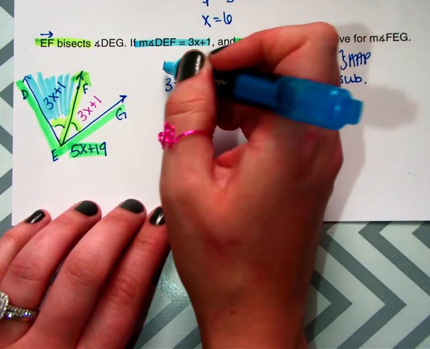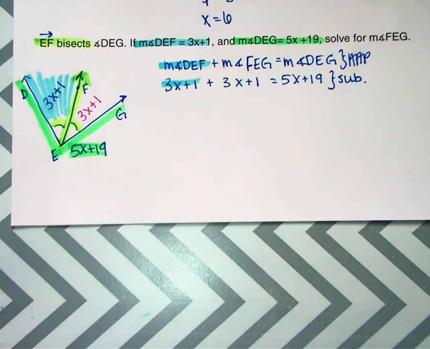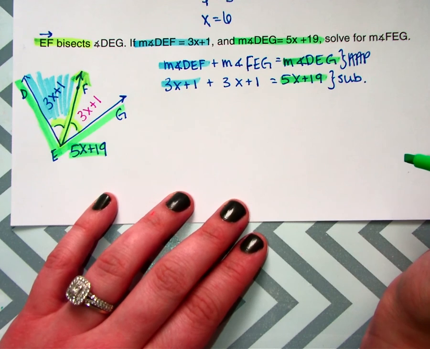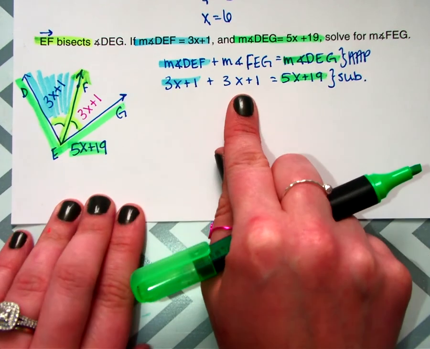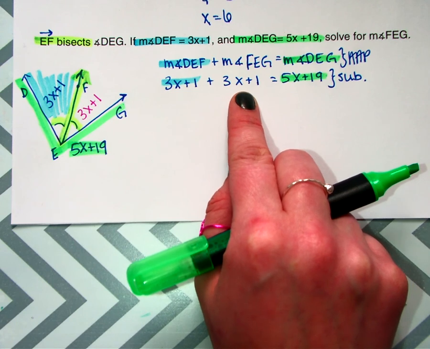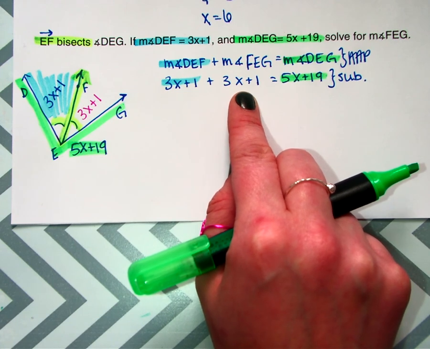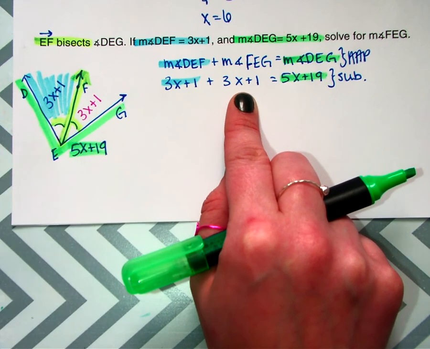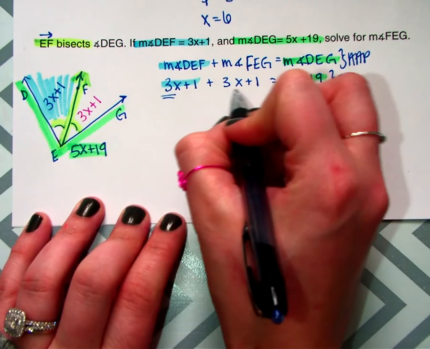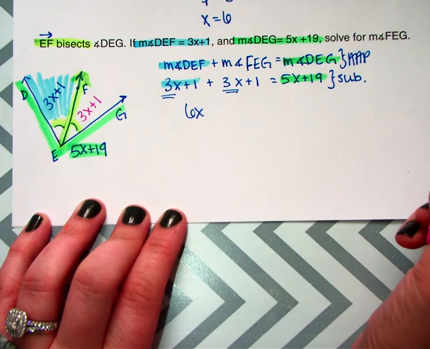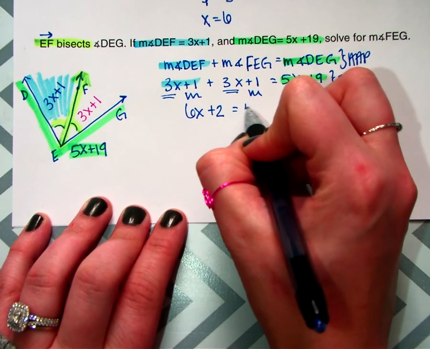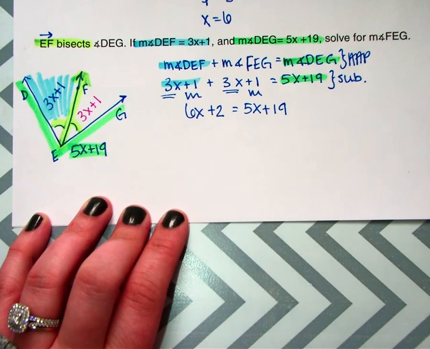So right now I've got angle DEF, I know it's 3x plus 1, and I've given you information about DEG, it's 5x plus 19. Notice how in this problem I didn't highlight anything because this problem didn't actually give me that FEG was 3x plus 1. I had to use my context clues and my definitions to know that these two actually are the same. When solving, you're just going to combine those like terms together. So 3x and 3x combines for 6x. 1 and 1 combine for a positive 2. And I'm going to bring down the 5x plus 19 because there's nothing to simplify.